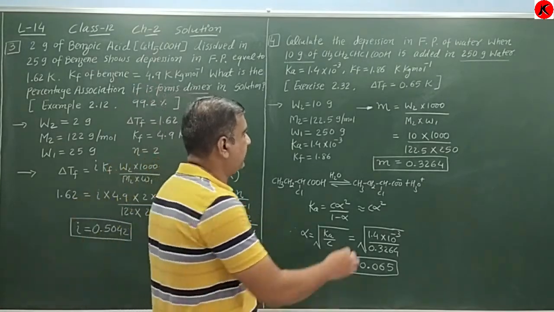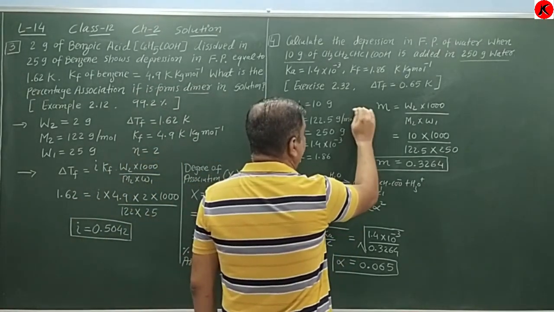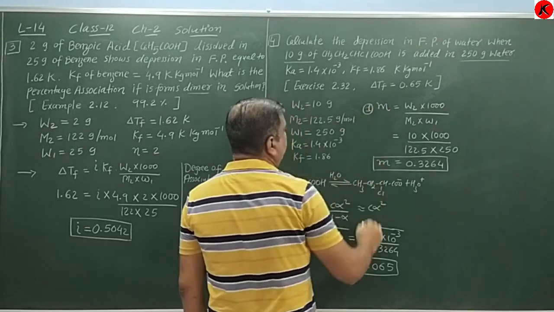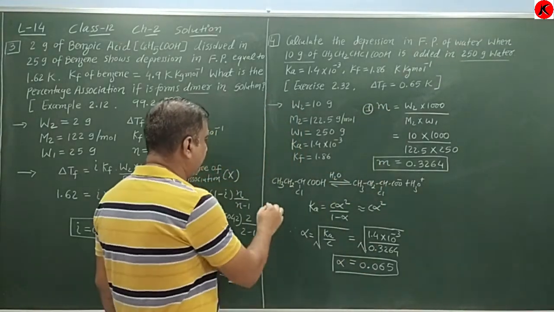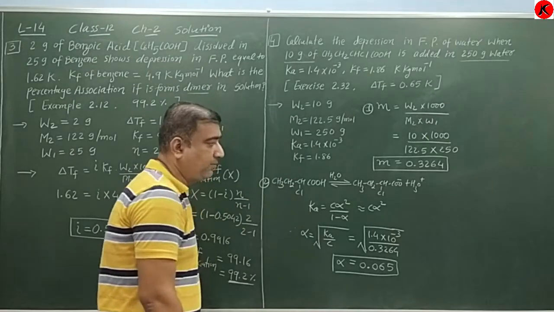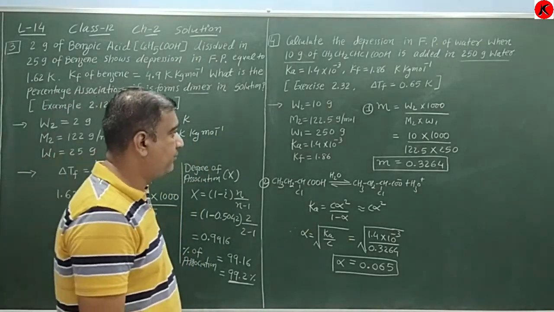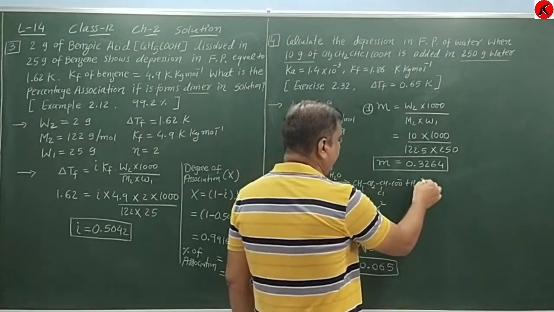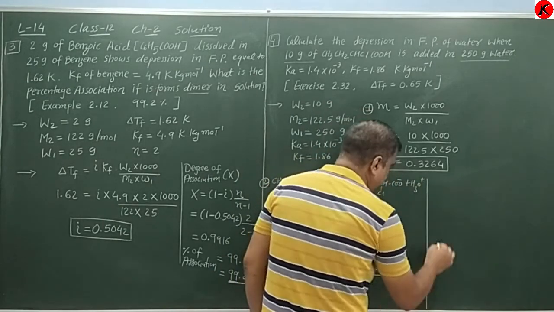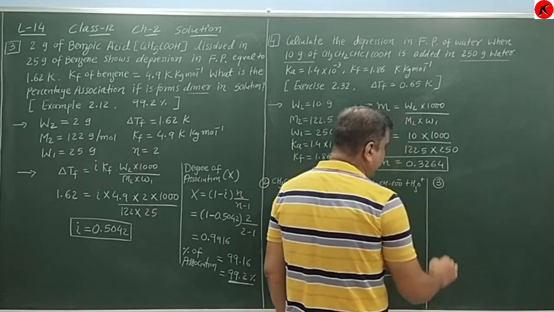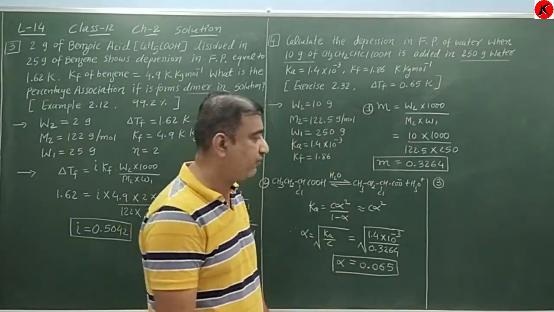Now from that we have to calculate the i, van't Hoff factor. That means calculation of molarity is step number 1, calculation of alpha is step number 2, and step number 3 is calculation of i, the van't Hoff factor.